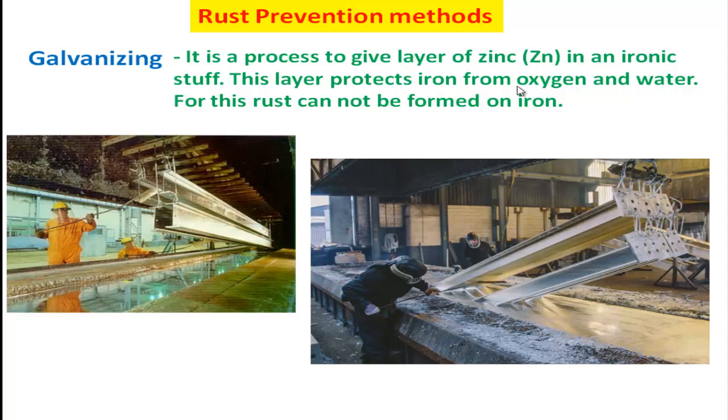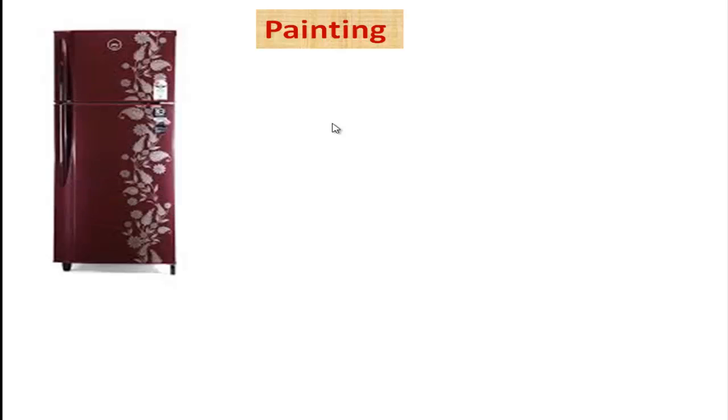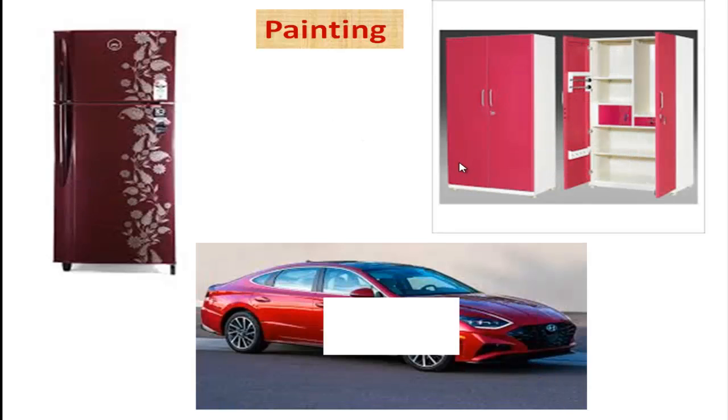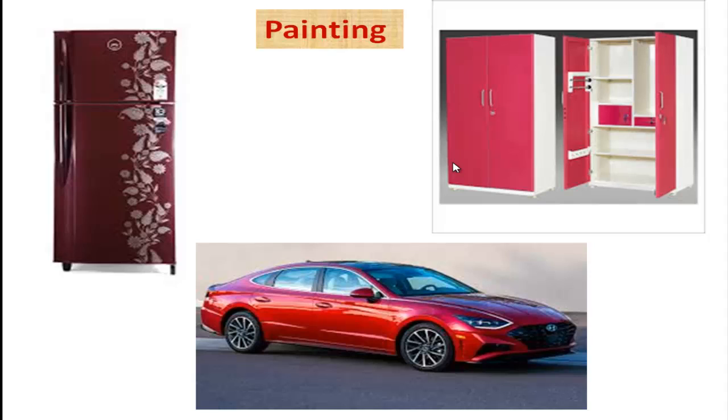So this galvanizing process is very useful for agricultural equipments. If all agricultural equipments are galvanized, then they will be rust free. Now another process is painting. You are very familiar with this, because our refrigerators, our shelves, and also cars and many other items are used in our daily life.